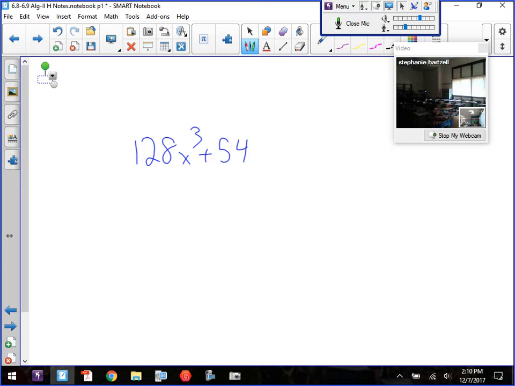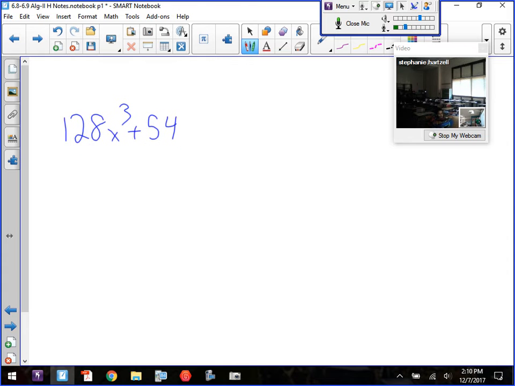Now, in number 11, one of the things you want to recognize right away is that since you only have 2 parts to the problem, and one of them is a cube, that means you probably have a sum or a difference of cubes. Okay? Which means you have to remember the pattern.